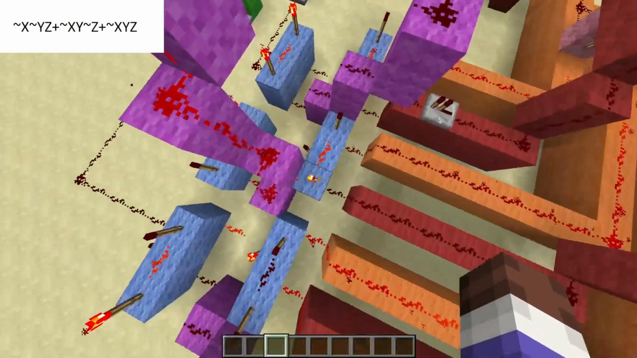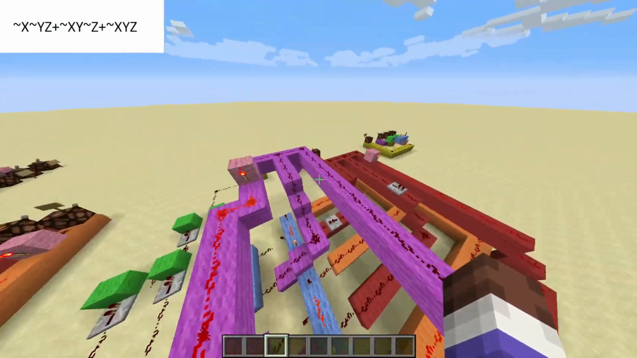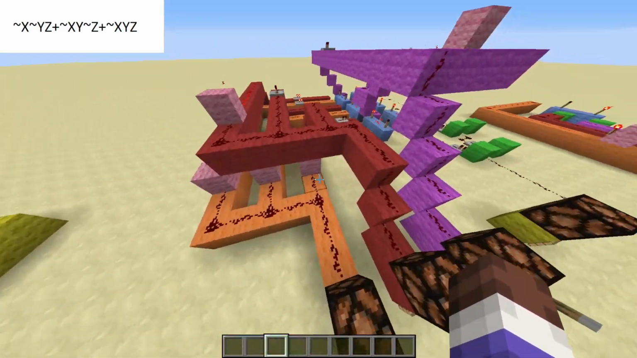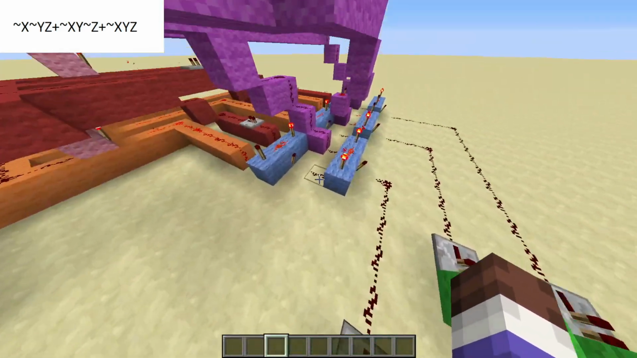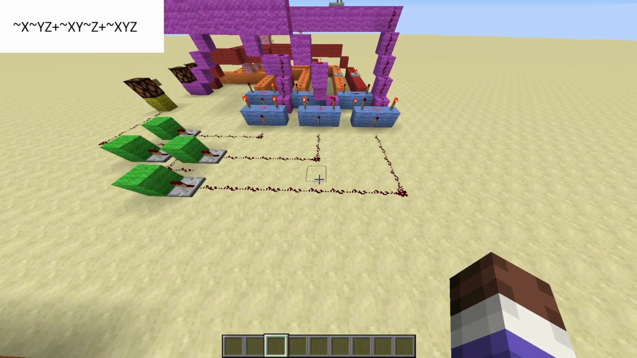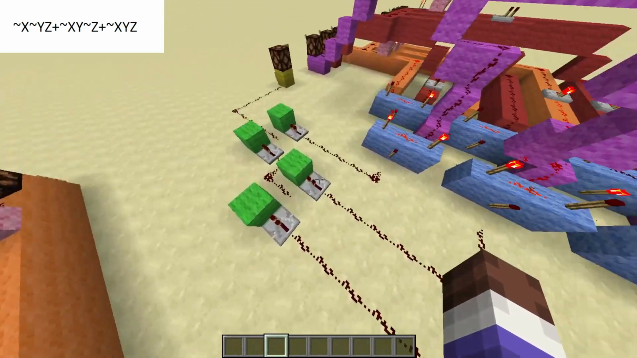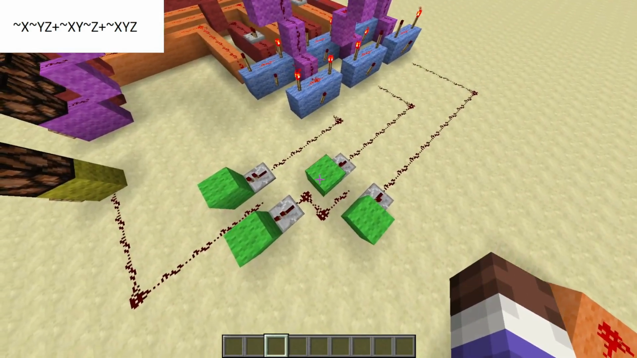Anyways, for our second product, we have not x times y times not z. As you can see here, it goes into these two. And for our third product, we have not x times y times z. As you can see here, all the outputs of these AND gates are hooked up to a 3-input OR gate, which we make by, once again, hooking up 2 OR gates to each other. And this represents the addition in our unsimplified logic equation.